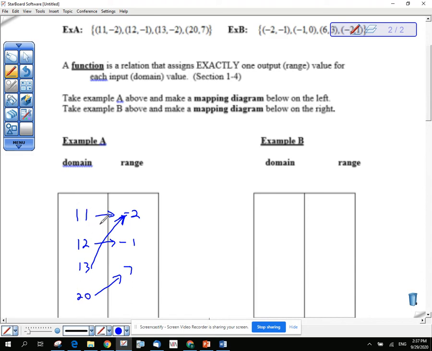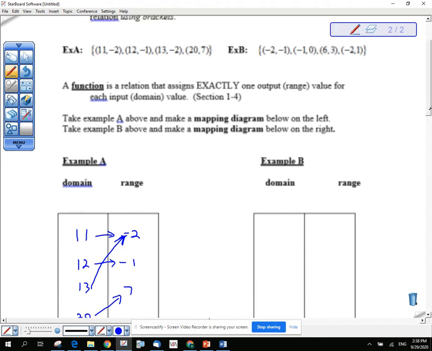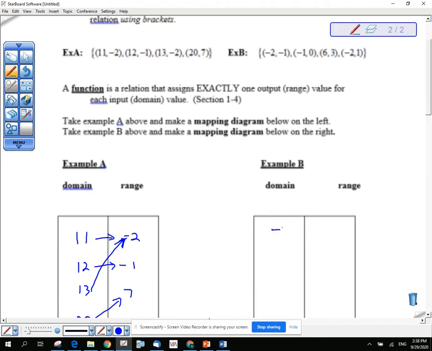If there were two or more arrows leaving from any one of these elements, that's going to cause it to be not a function. Okay, let's do the same thing here for B, and we'll see one that is not a function. -2, -1, and you see that you have 6, and then you have -2 again, right?